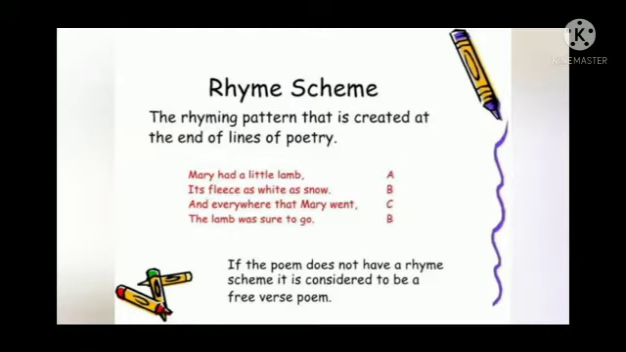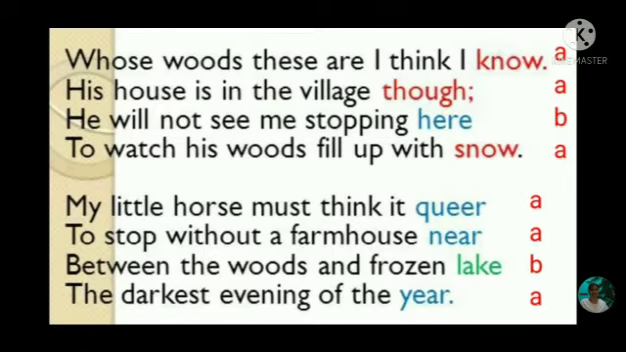See the last words of the first stanza: know, though, here, snow. Know, though, snow are the rhyming pattern given in the poem, so know, though, snow resemble A. But the third line ends with here, so it is different, and we name it B. In the second stanza, queer, near, lake, year. Queer, near, year resemble A, but lake is different, so we say it is B.